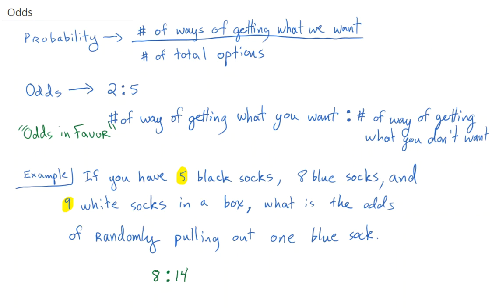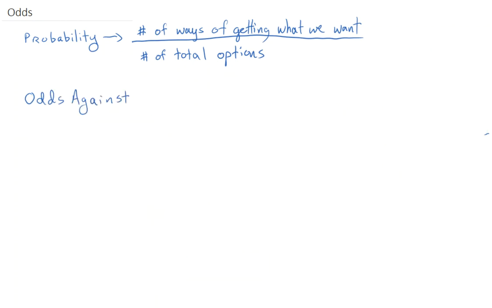Okay, so like I was saying, this is odds in favor of. If you're ever asked for odds and it doesn't specify what kind of odds, so it just asks for the odds, we're going to do that as odds in favor of. Now what we'll do is look at what's called odds against.